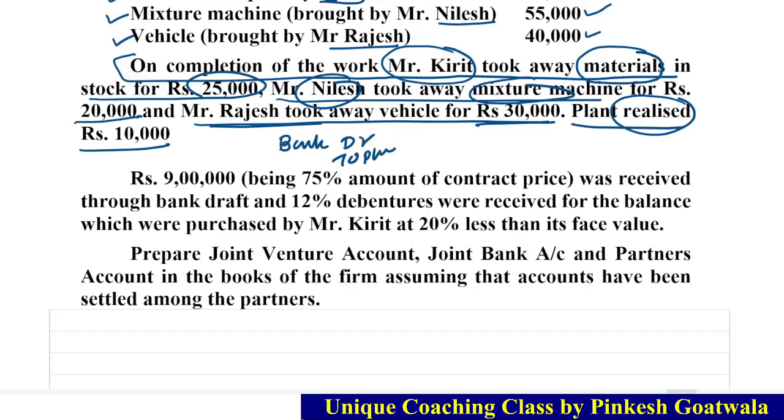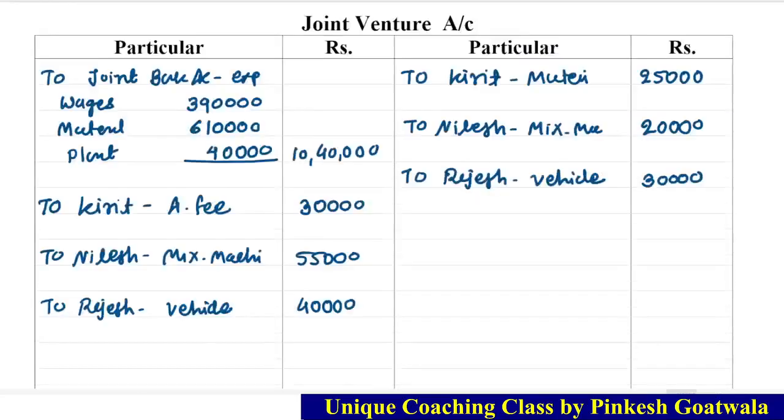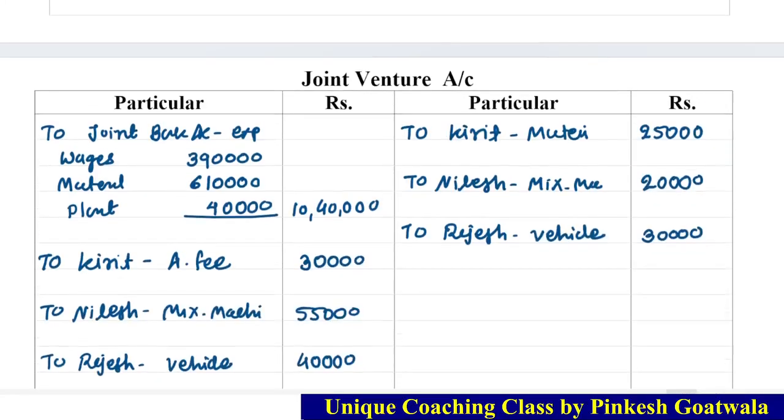So how do we give effect? Think practically: when the mixture machine or this vehicle is taken over by a partner, we give effect on the credit side. But if we sold it, we also give effect on the credit side, but to the bank account. So here also, the plant is sold in a way. When a partner takes it away, we give the entry on the credit side, at the end of the year, at the end of the work. So if we sold that, we give effect on the credit side, right?